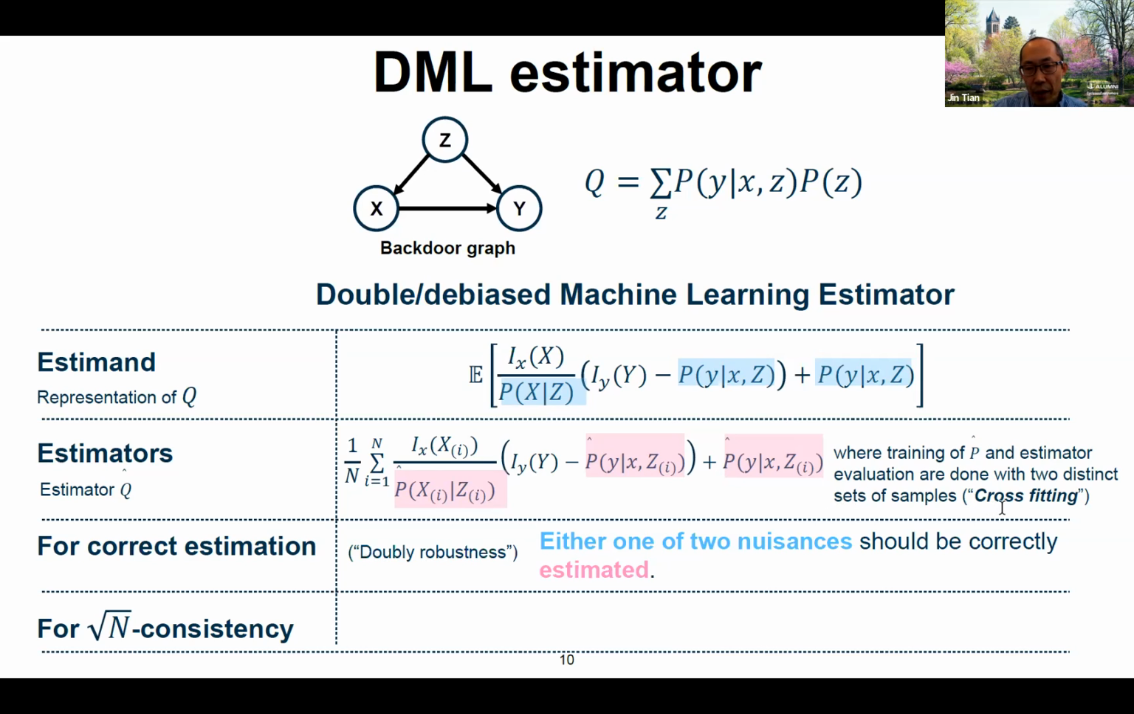And further, if we use something called the cross-fitting technique, that is, using one set of samples for training the nuisances and another for the final evaluation, two independent sets of samples, it's called cross-fitting. Then we may achieve something called the debiasedness property. So even if the nuisances converge at a slower rate, like this one-quarter rate, the overall estimator can still achieve square root n consistency.